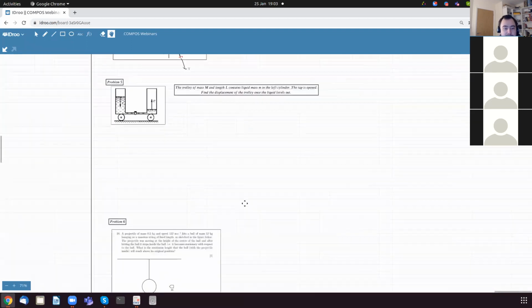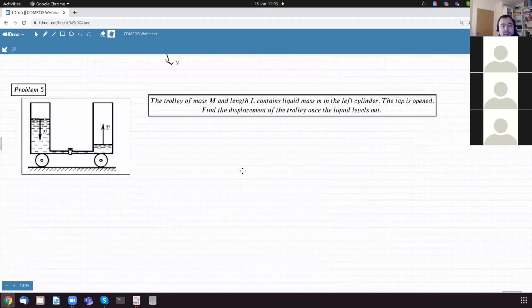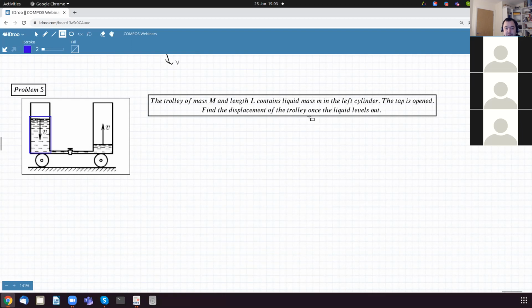Okay, problem 5. A trolley of mass m and length L contains a liquid, mass m in the left cylinder. So all of the liquid is in the left cylinder. Okay, so that is that. The tap is opened. Find the displacement of the trolley once the liquid levels out.